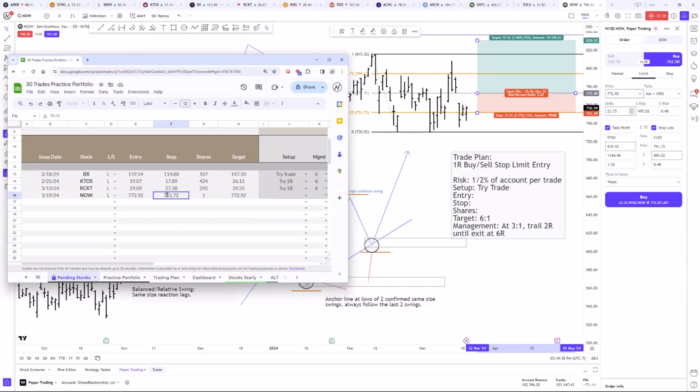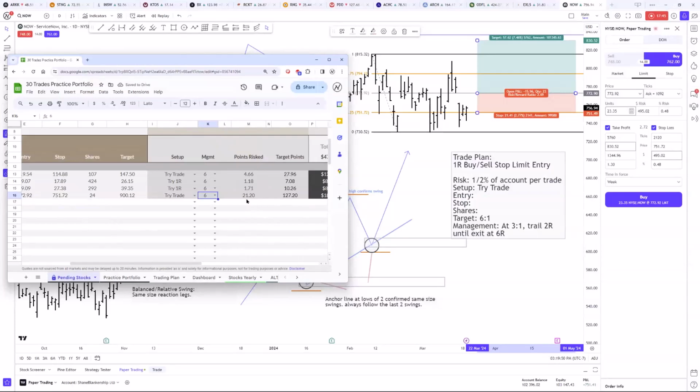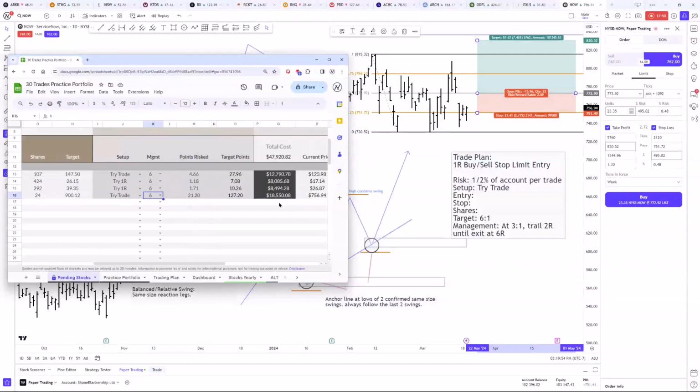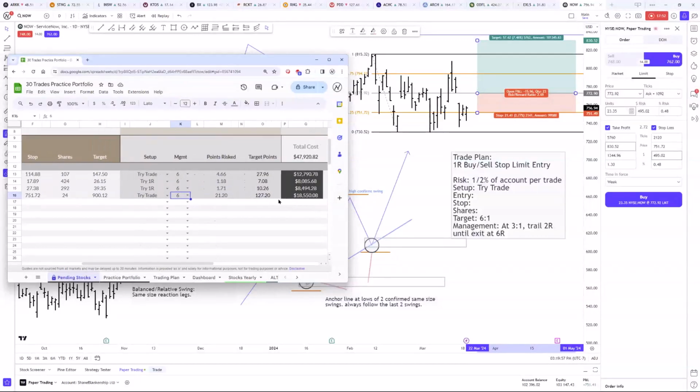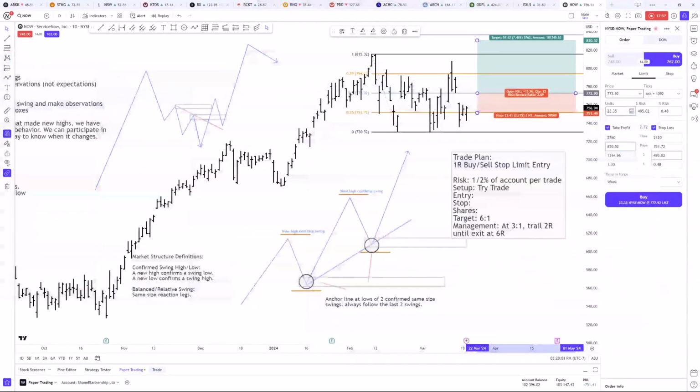So I know exactly everything I'm doing ahead of time. This is going to give me 24 shares. I'm shooting for 6 to 1. And so you see I'm risking 21 points. You could do one share for 21 points if you wanted to. And it's going to take up that much of my portfolio. All right, so 24 shares. So it looks like we're pretty close to being on the money there. And it's going to be a buy stop.